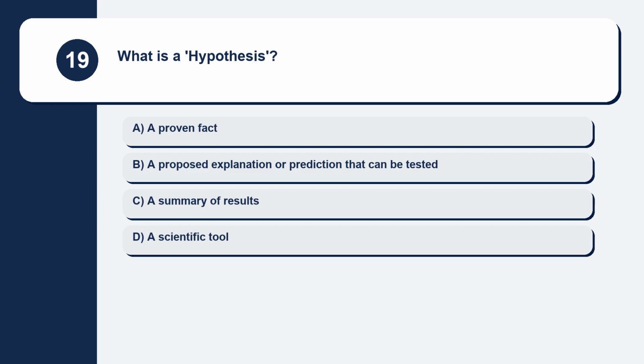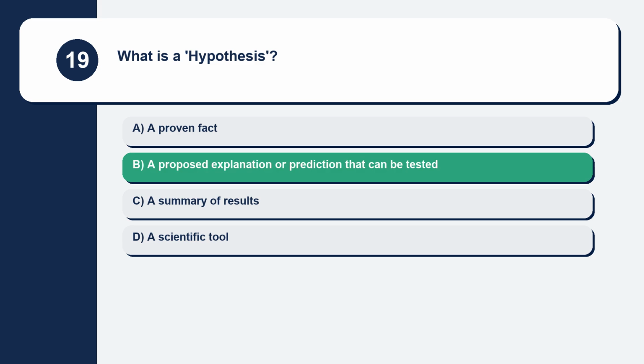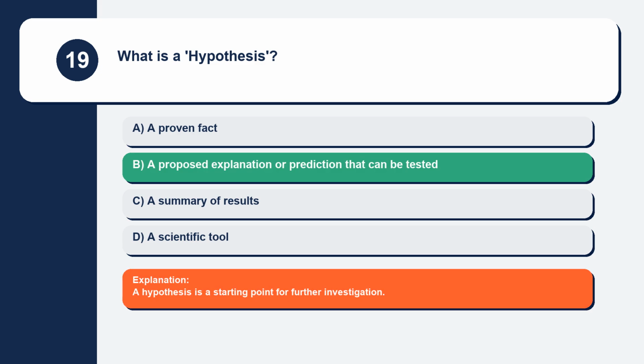Question 19. What is a hypothesis? A proven fact. A proposed explanation or prediction that can be tested. A summary of results. A scientific tool. A hypothesis is a starting point for further investigation.